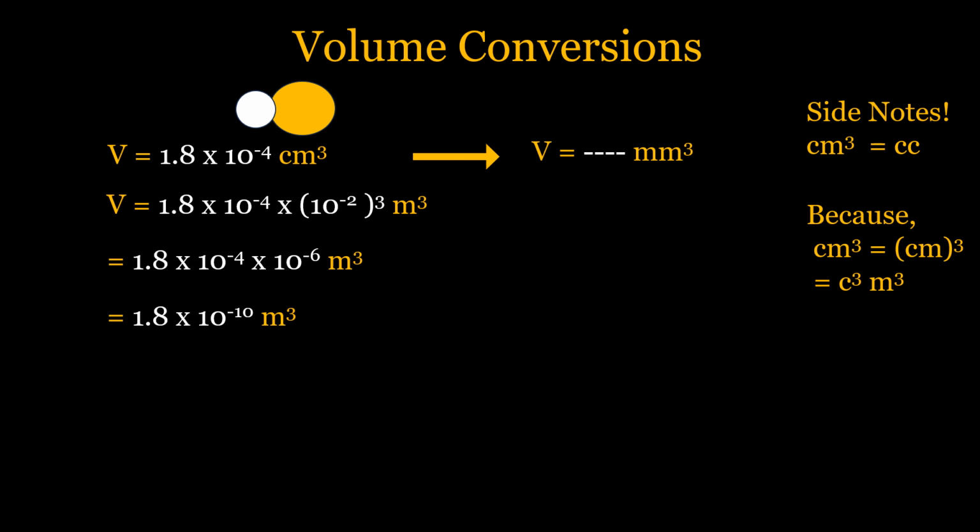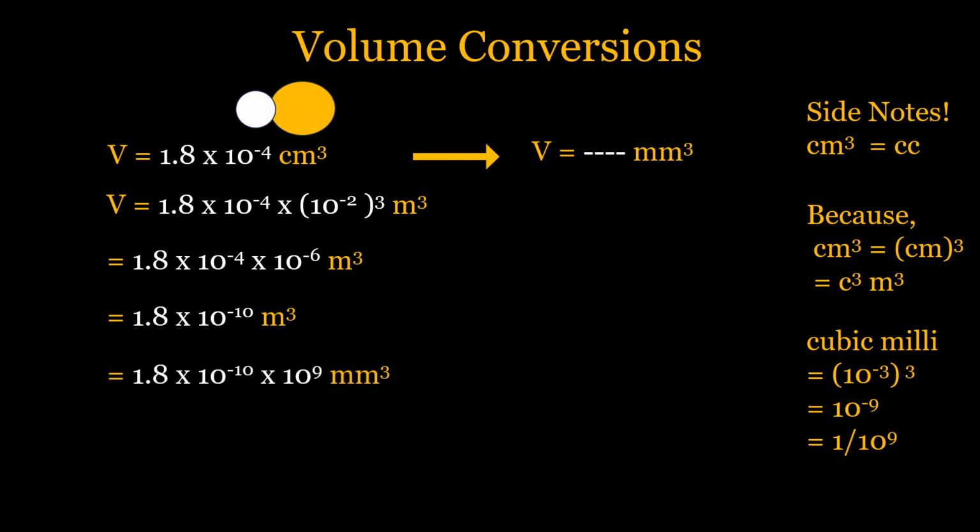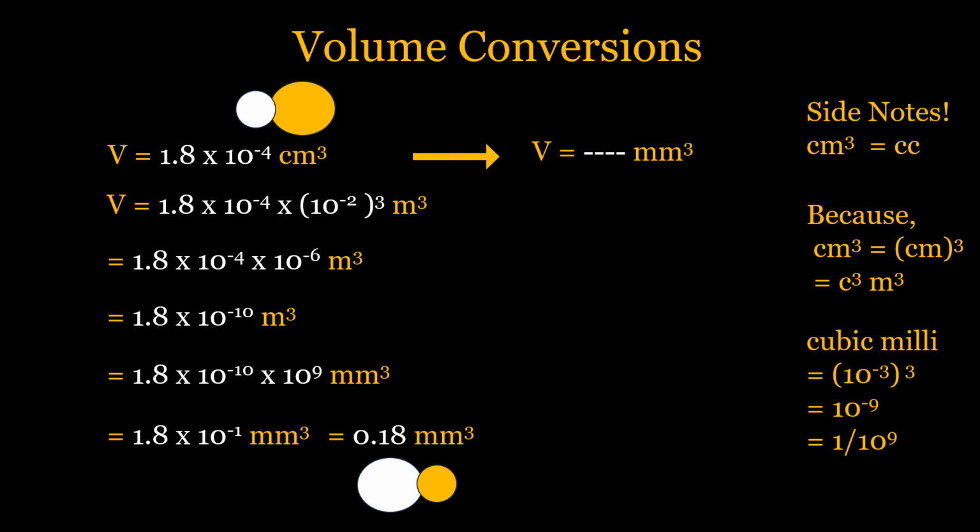Now, inserting cubic milli and its inverse before units. Cubic milli is equal to the cube of milli, and its inverse will be 10 to power 9. Then, volume will be equal to 1.8 into 10 to power minus 10 into 10 to power 9, which then will be equal to 1.8 into 10 to power minus 1 cubic millimeter, or equal to 0.18 cubic millimeters. There will also be a frequent need of unit conversions for other quantities, which we will learn along the way.